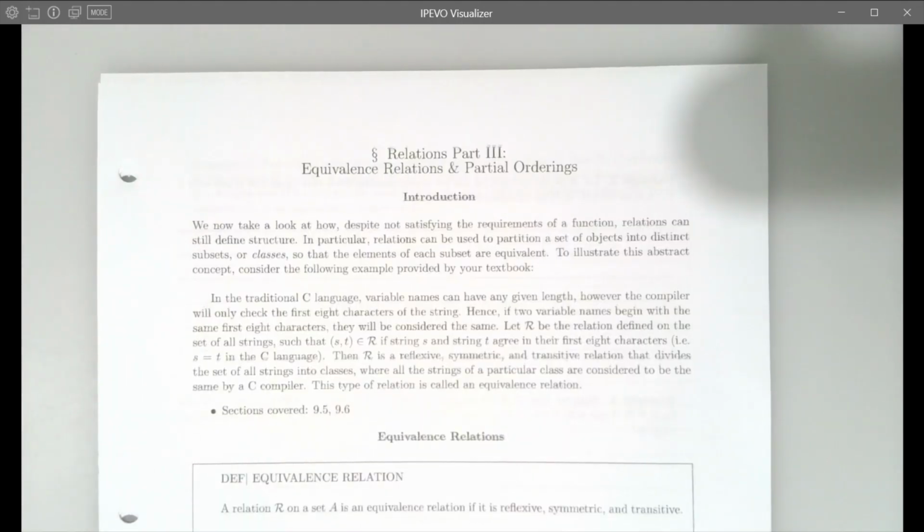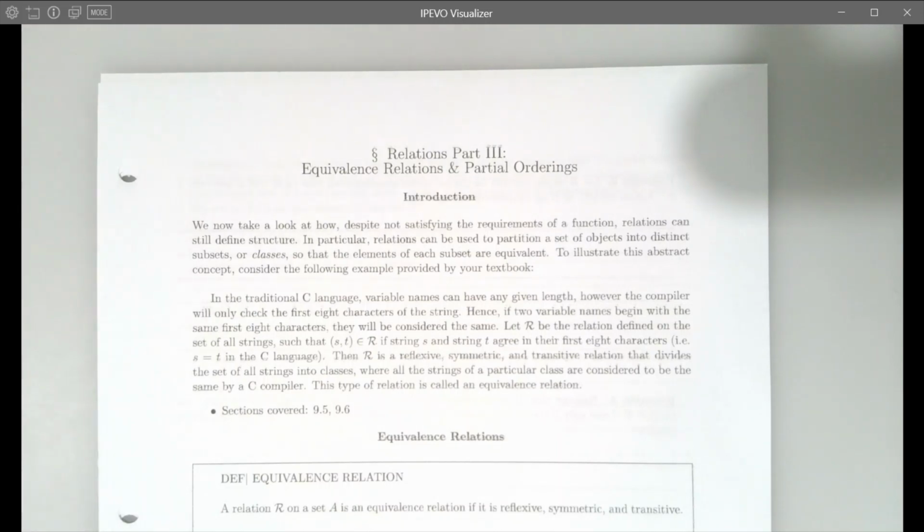We now begin relations part 3, which deals with equivalence relations and partial orderings. As an introduction, we want to consider the C language and see how, despite not dealing with functions, relations can still offer us a great deal of structure and can be used to describe different situations in computer science.